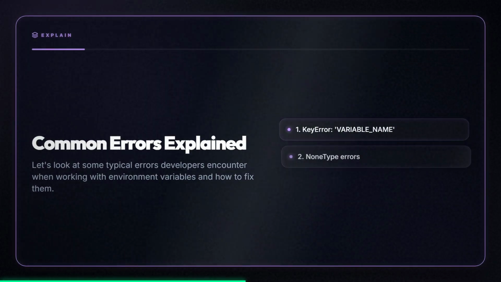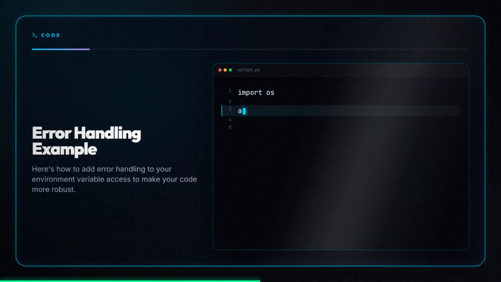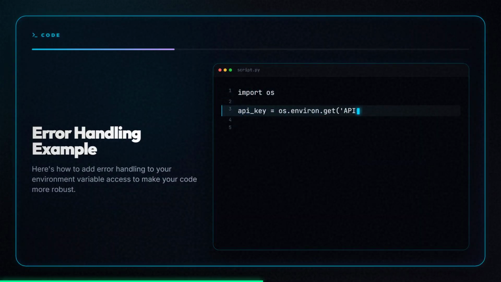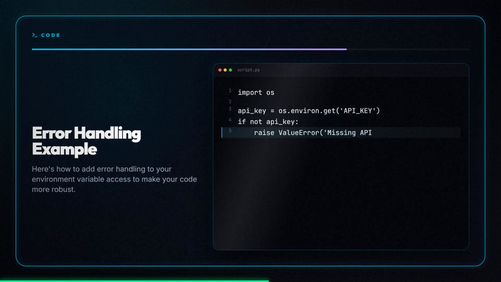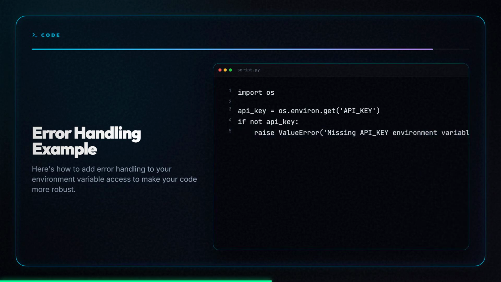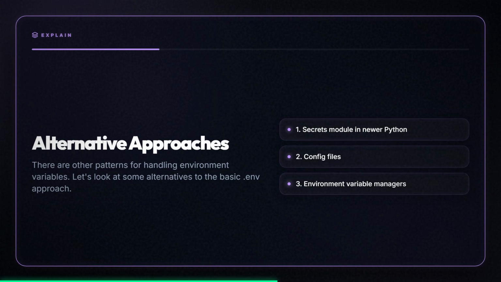Let's tackle typical errors developers face. If you see a KeyError or NoneType error, it means you attempted to grab secrets before the loader successfully initiated. Here is how you add strict error handling. Instead of hoping the value exists, we fetch it, and if it returns None, we actively raise a ValueError, stopping execution.